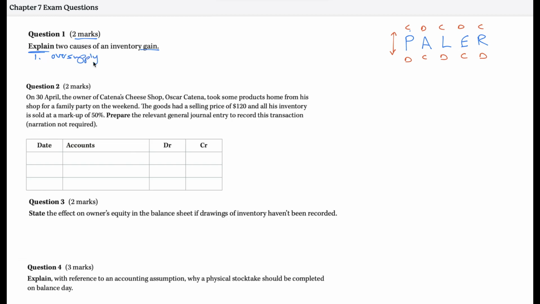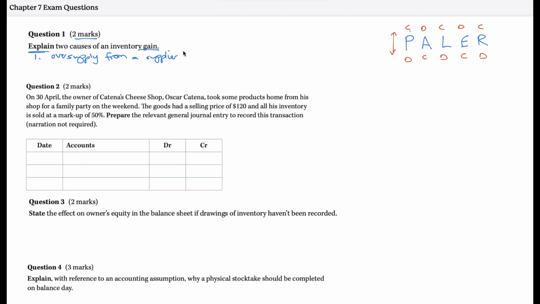Now we have to then think about, is the oversupply going to occur to us giving it to a customer, or will the oversupply occur by a supplier giving it to us to mean that we have more than what we expected? And the oversupply from a supplier will mean that we have an inventory gain. So we might say an oversupply from a supplier could result in an inventory gain. This means the number of goods delivered is greater than that specified in the invoice.